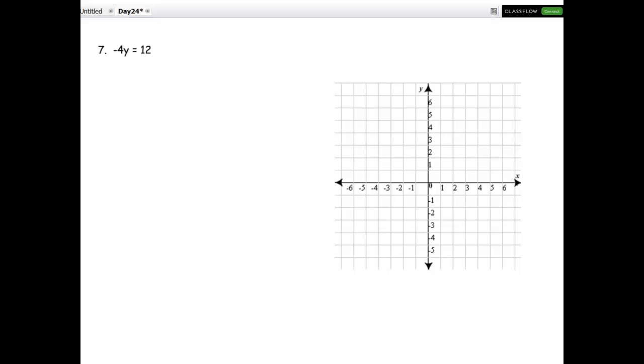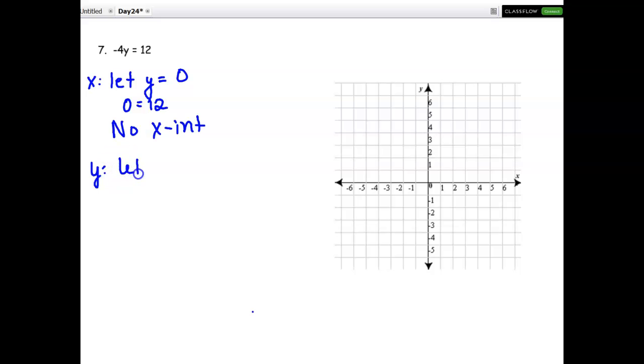Okay, now with number 7, if you notice, let's find our x-intercept. If we do that, we let our y be equal to 0. If we do that, our y is 0, we end up with 0 is equal to 12. In that case, there is no x-intercept. Well, what does that mean? Okay, so no x-intercept. But let's try our y.